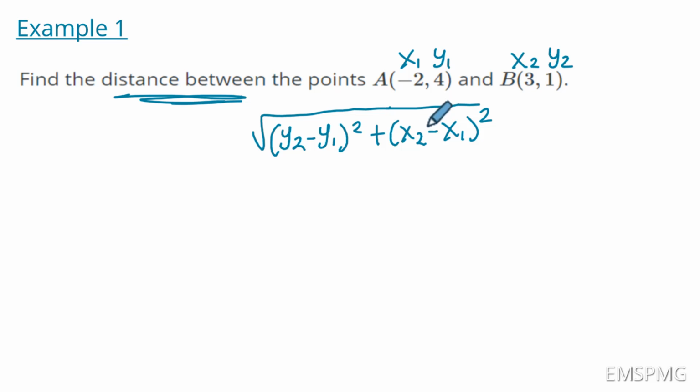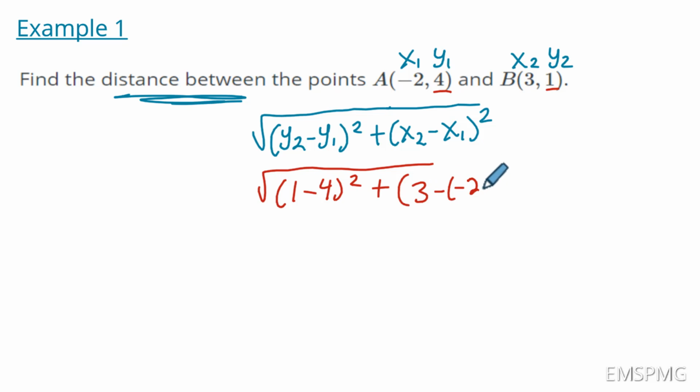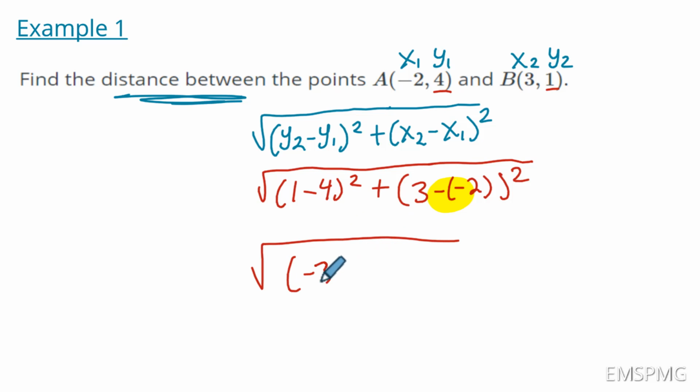Then you're just going to plug and chug this thing, right? So I'm going to insert all the values in here. So y2 is 1 minus y1, which is 4. Square that. The x's are 3, and then we have a minus a negative 2, so be careful of that. So minus a negative 2, and then what happens with this double negative? You know what happens, that turns into a positive. So we got 1 minus 4 is negative 3 squared, plus 3 plus 2 is 5.